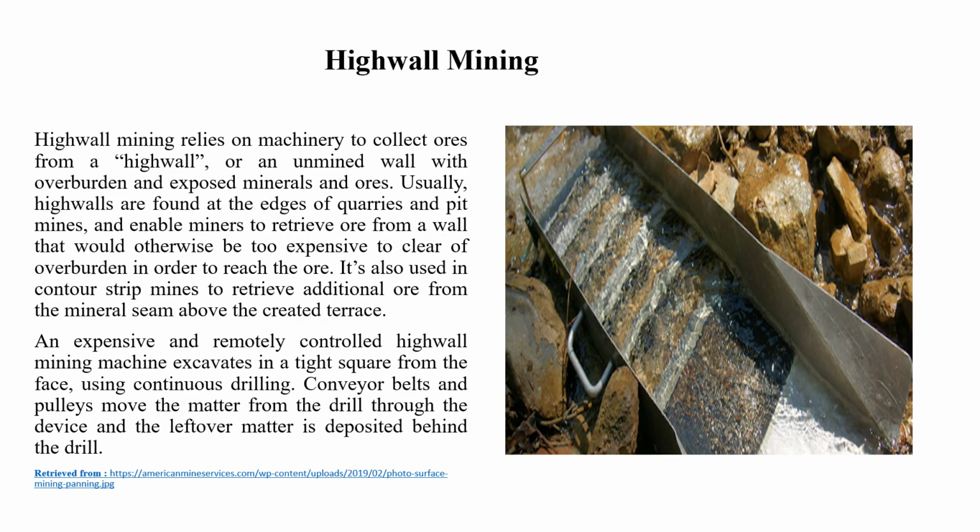High wall mining. High wall mining relies on machinery to collect ore from the high wall, or unmined wall with overburden exposed minerals and ores. Usually high walls are found in the edges of quarries and pit mines and enable miners to retrieve ore from the walls that would otherwise be too expensive to clear of overburden in order to reach the ore. It's also used in contour strip mines to retrieve additional ore from the mineral seam above the created terrace. An expensive remotely controlled high wall mining machine excavates in tight squares from the face using continuous drilling. Conveyor belts and pulleys move the matter from the drill through the auger, and leftover matter is deposited behind the drill.